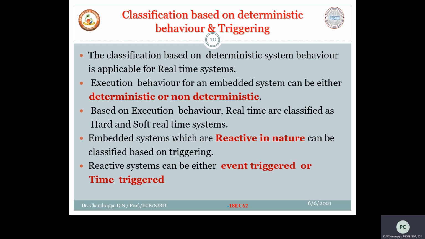Next, based on the execution behavior, real time systems are classified as hard real time or soft real time. Once we come to the conclusion that it is deterministic behavior, the next level is the hard real time and soft real time system. What do you mean by a hard real time system? Any system with particular deadlines is called a hard real time system.